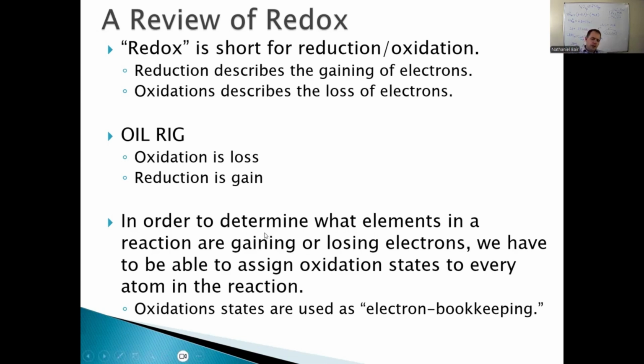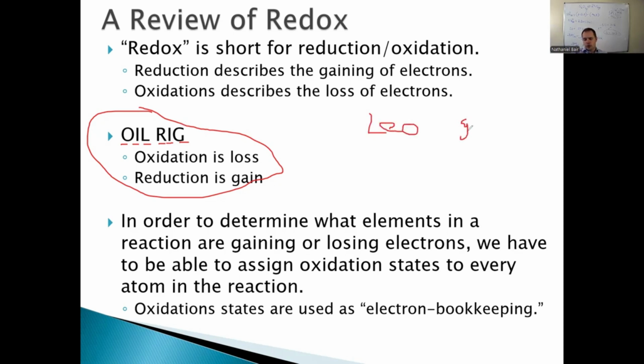And we've got a beautiful mnemonic device for you. That mnemonic device is OIL RIG. Oxidation is loss, reduction is gain. That is our mnemonic device for remembering that oxidation is the process of losing electrons and reduction is the process of gaining electrons. There's another mnemonic device: LEO the lion goes GER. Losing electrons is oxidation, gaining electrons is reduction. That's just stupid. OIL RIG, folks, that's where it's at. Oxidation is loss, reduction is gain.